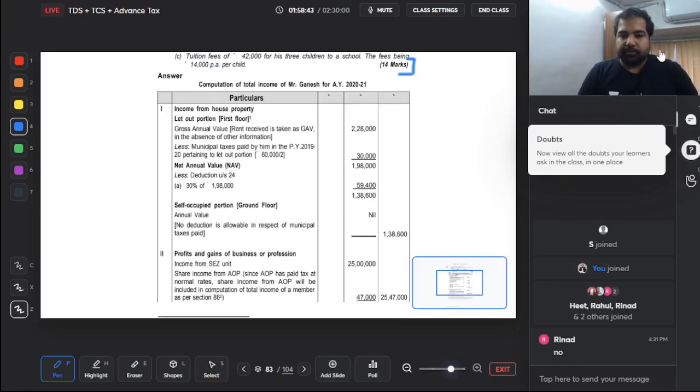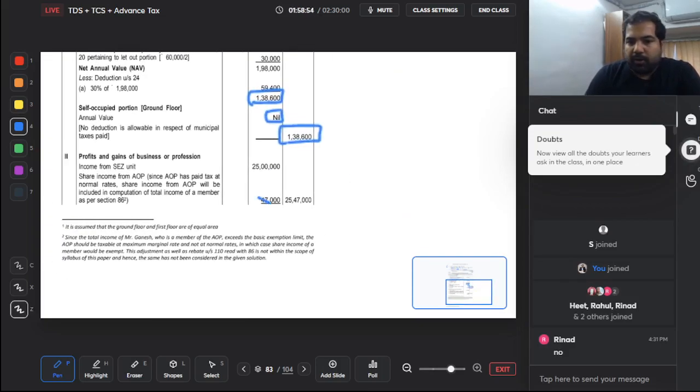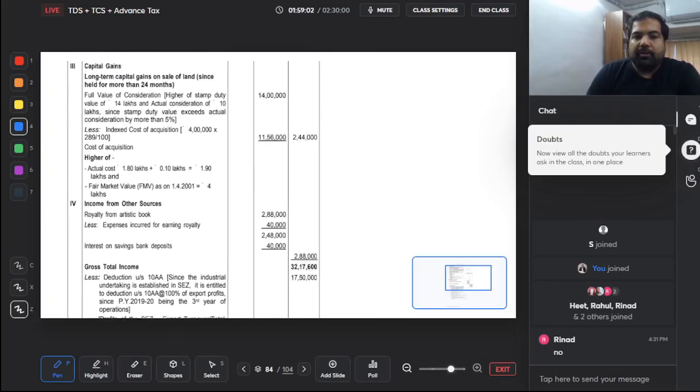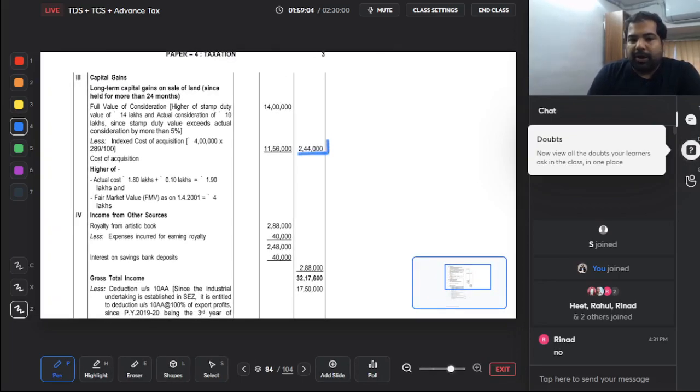Here we go. First, SOP was nothing guys, SOP was 0. This was 138,600, so we got this right. Then we don't have to take 47 this time, so only 25 lakhs. We got this also right. Anyway, long term capital gain 2,44,000 we got this, but this will tax at 20%. And this also we got 2 lakh.